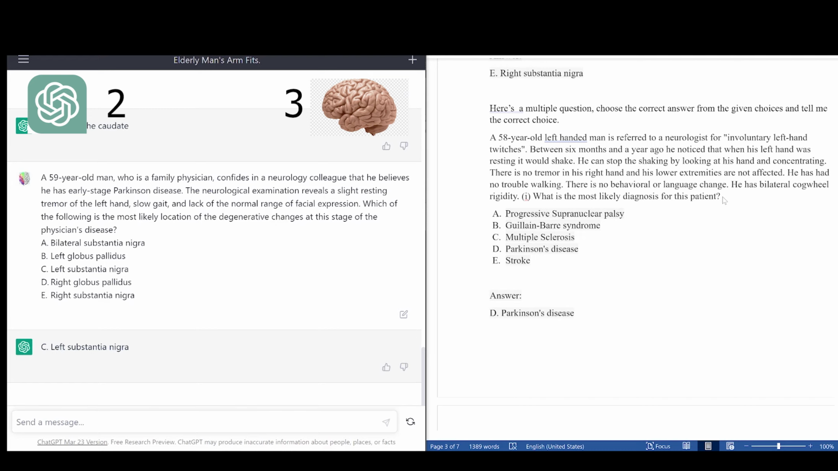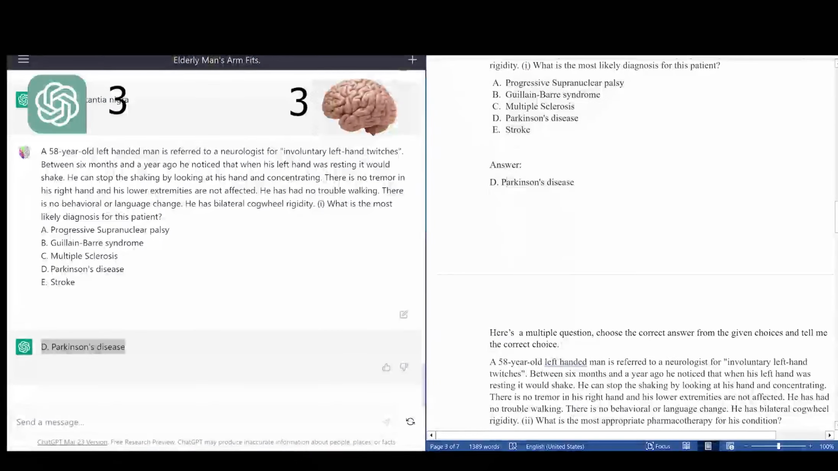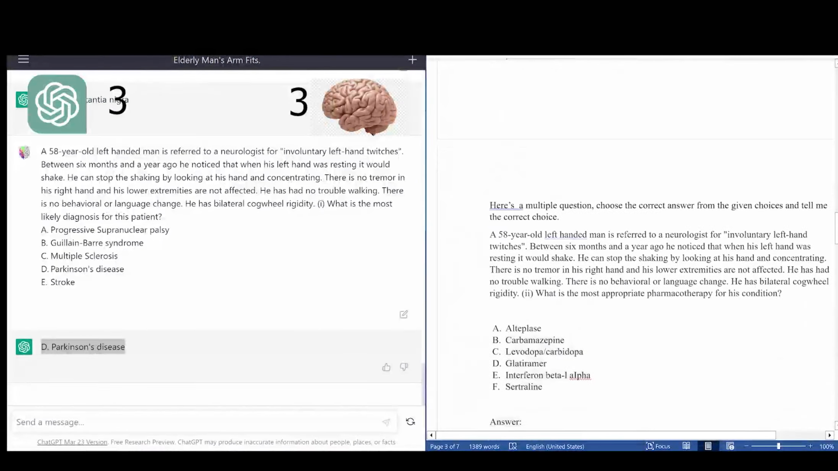Okay, the options are progressive supranuclear palsy, Guillain-Barré syndrome, multiple sclerosis, Parkinson's disease, and stroke. I don't think it's stroke, but according to the twitches and shaking, I believe it's gonna be Parkinson's disease. Okay, ChatGPT, give us an answer. Okay, yeah, it says Parkinson's disease, and that's the correct answer for the sixth question. 3 correct answers and 3 wrong answers. Okay, let's move on to the next question.